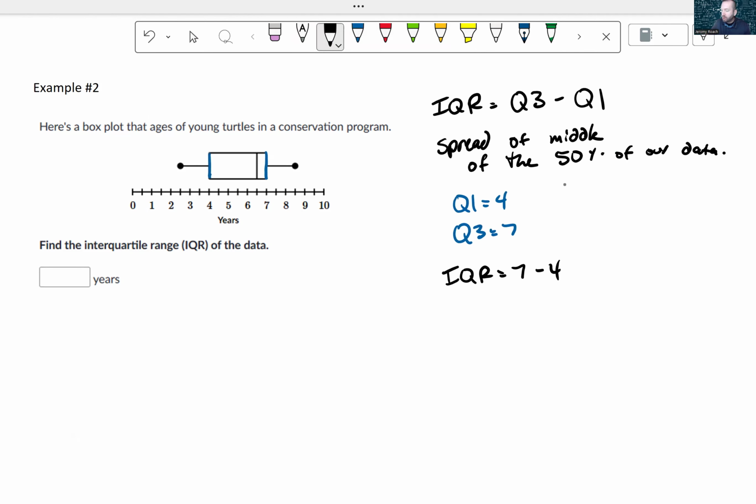Very straightforward, 7 minus 4. And so the IQR is equal to 3. And that's all it wanted us to find for this. What was the interquartile range, or the IQR? 3 years.